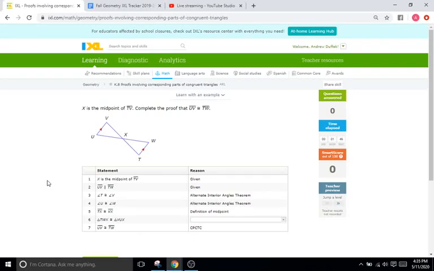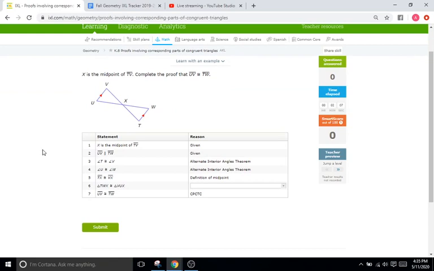This is Mr. Duffick, and today we are doing IXL K8, which is even more proofs involving congruence. This time though, we are going to be introducing the principle of corresponding parts of congruent triangles are congruent, or CPCTC. Okay? And so what that means is you'll go through a proof, right?